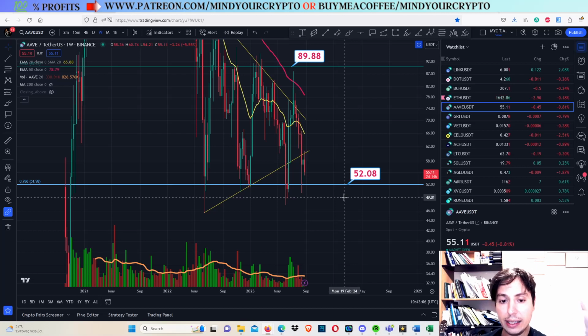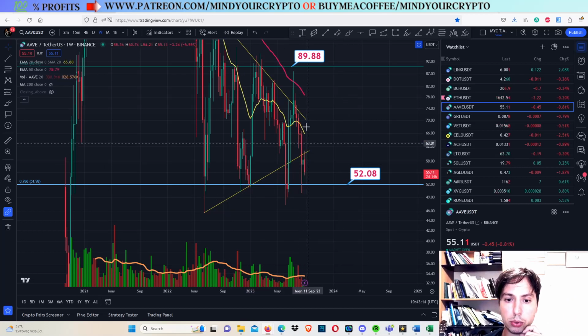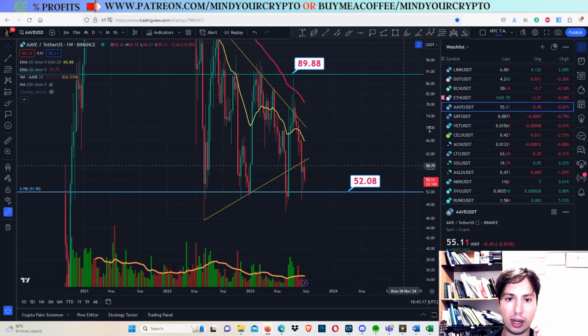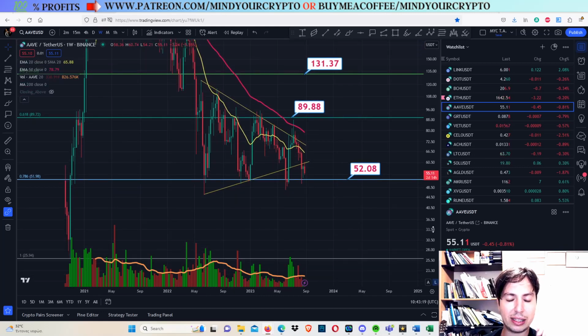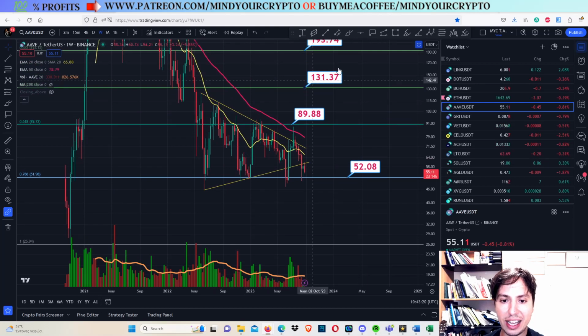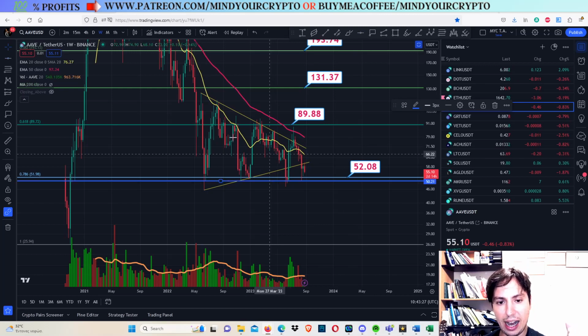Now, why is this such a very important line? Because you will see that this is the bottom trend line, this is the top trend line. Some would argue that AAVE is not doing a neutral triangle or a bearish pennant, you would say, but it does a descending triangle, right? The same lows, lower highs, and it goes further down.